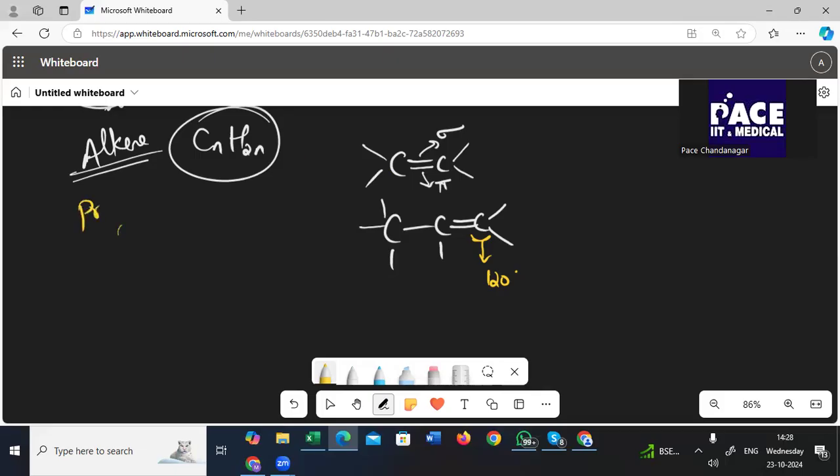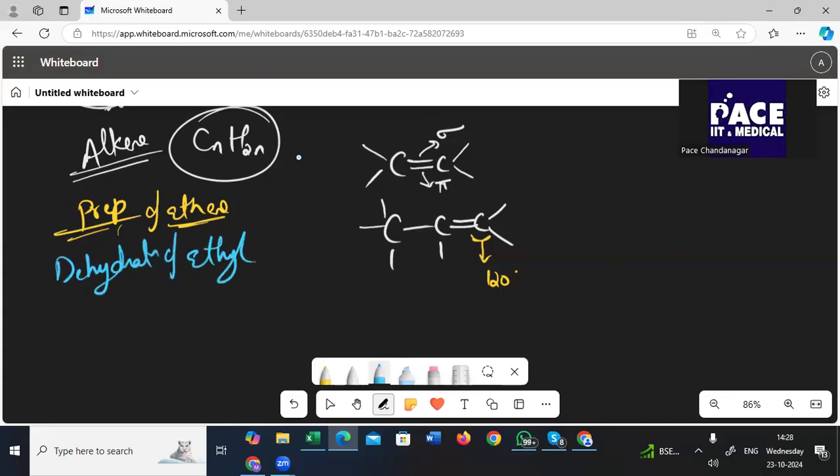Preparation of ethene. We have already discussed this in the chemical characteristics in the previous chapter. Dehydration of ethyl alcohol. Now, what is ethyl alcohol? 2 carbons with an OH group. Alcohol is the OH group. I'm just trying to fill up these things.